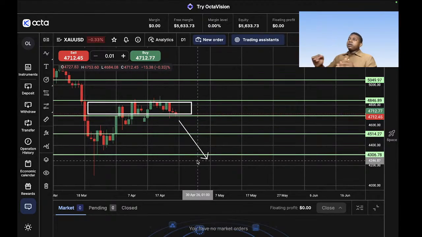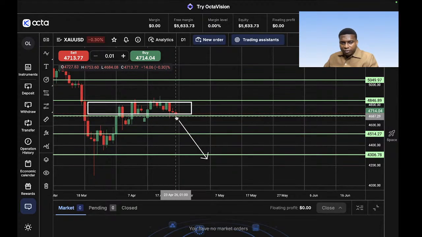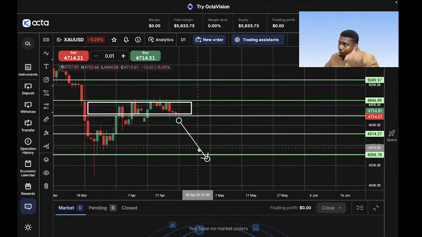Now, if you are an intraday trader, you have to look into lower time frames, which we would go into. But if you are a swing trader, then you want to position yourself and say, okay, let me take a further shot at the market.